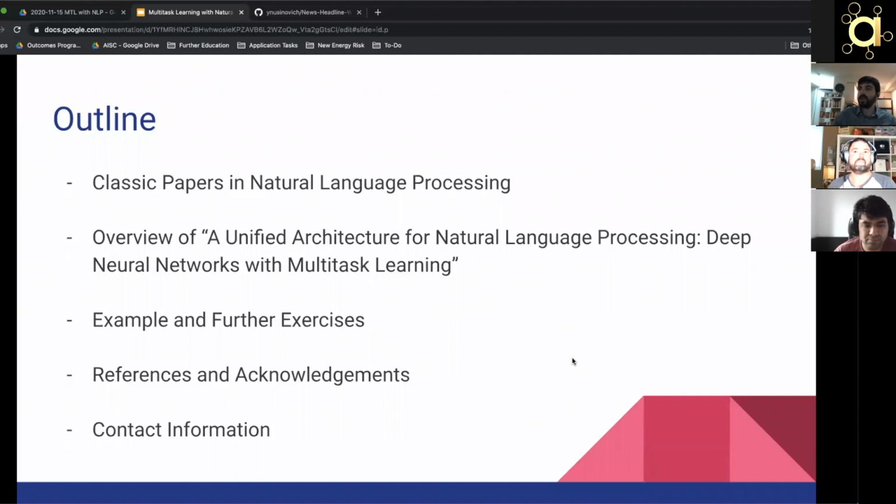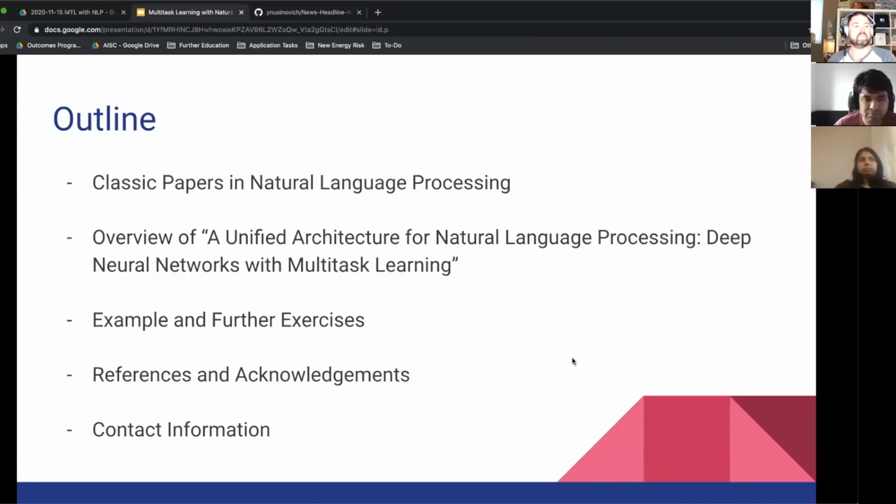After that, I'll go over the paper that's the focus of this talk, which is called A Unified Architecture for Natural Language Processing: Deep Neural Networks and Multitask Learning by Ronan Collobert and Jason Weston from 2008. To help folks understand the paper better, I created a quick implementation of several of the tasks in the paper, which I'll present, and hopefully that'll inspire you to delve into multitask learning with NLP further. And I'll finish off with references, acknowledgements, and then my contact information.